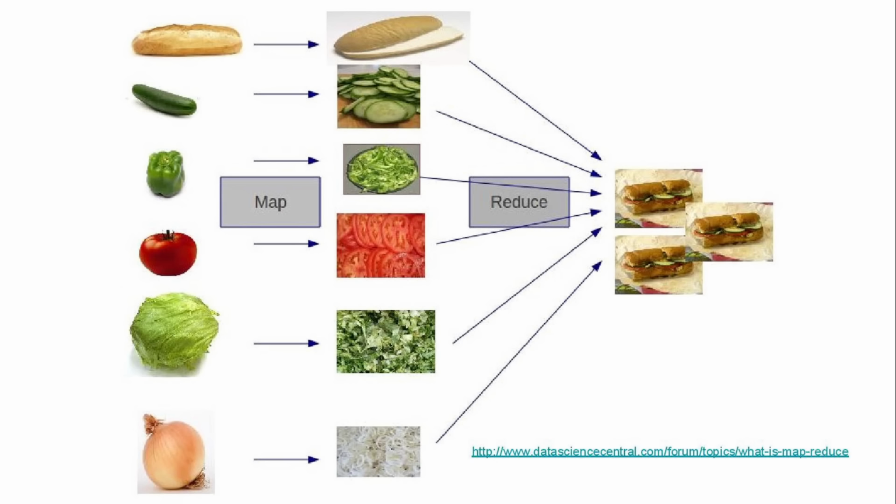Then we have a reduce function, which basically combines all of the items in a list in a certain way. In this case, layering to make a delicious sandwich. And filter, let's say, could be if you hate cucumbers, you could have a filter function which makes sure that only things that are not cucumbers get through the filter.